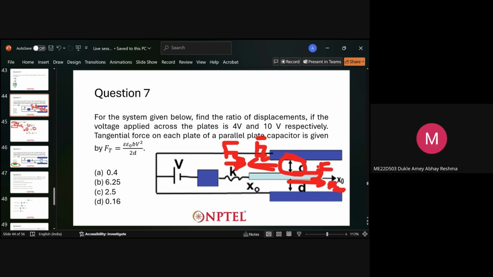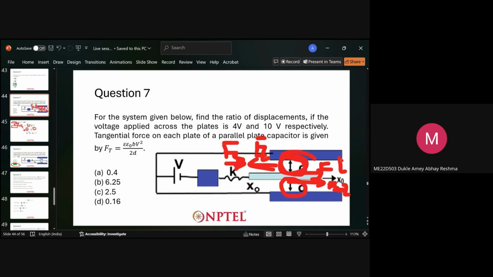So we have two tangential forces. What we have to find out is basically the tangential force acting between this pair of capacitors, and the tangential force acting between these pairs of capacitors. Since the distance is the same, the force will be equal. So the tangential force at the upper set of plates, plate 1 and plate 2, will be equal, because all the other parameters, the voltage and the distance between the two, are the same.